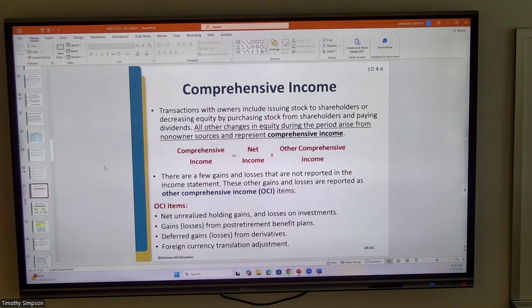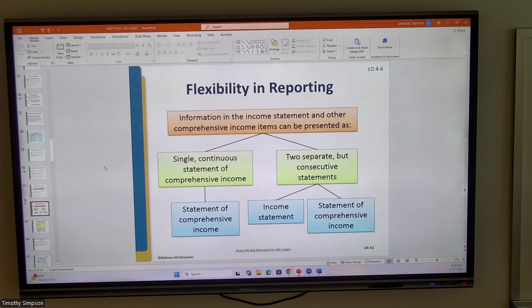So changes in OCI in a positive sense will raise shareholders' equity, and in a negative sense will cause a decrease in shareholders' equity. So now these two issues work together. And we talked about reporting here. Again, the slide package is in your text as well as the Brightspace site.